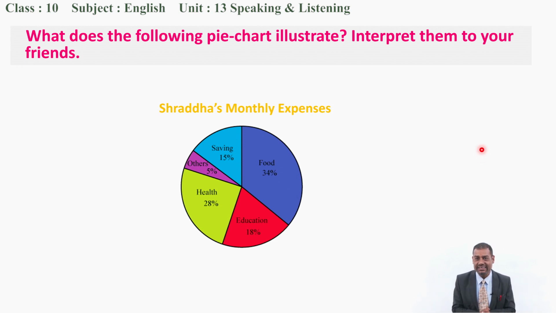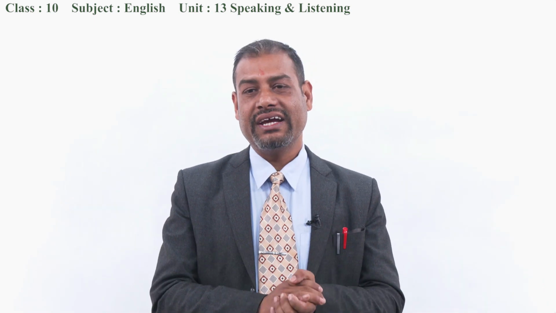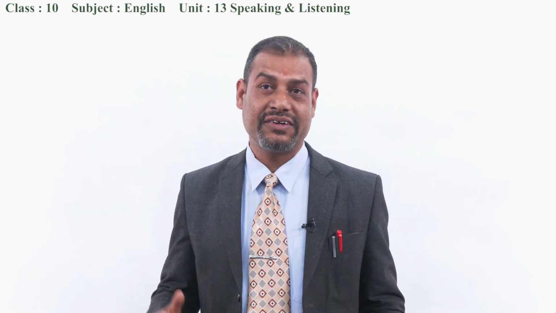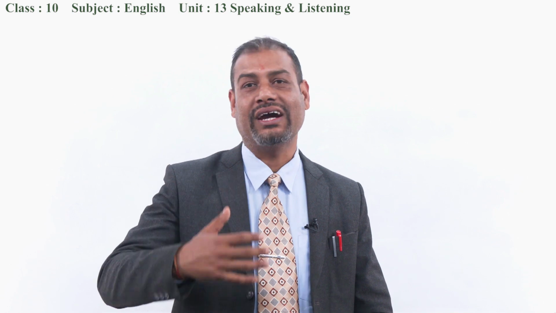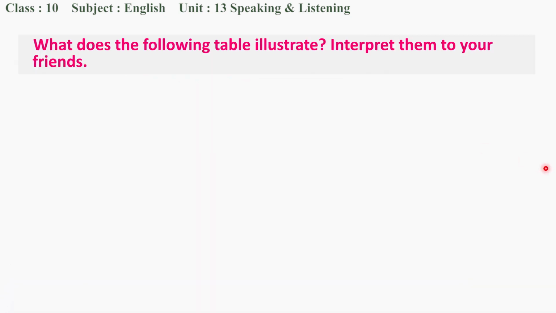So is the idea clear to you? Good job. This is how you have to practice interpreting different charts and figures. Okay. Now again I have another one that you have to do. So again here is an instruction for you. So what does it say? All of you read it now. Good. It says, what does the following table illustrate? Interpret them to your friends again.